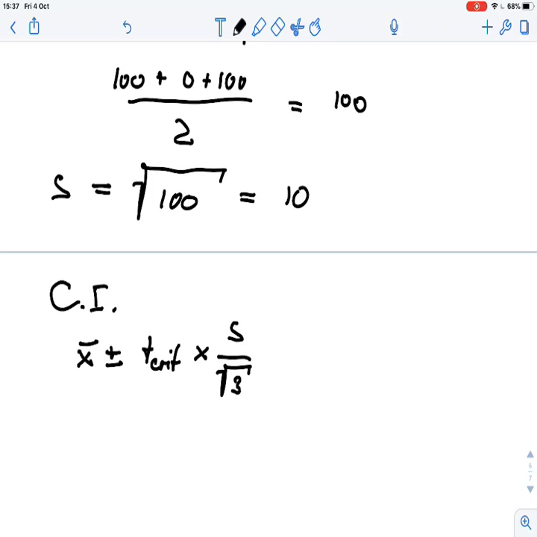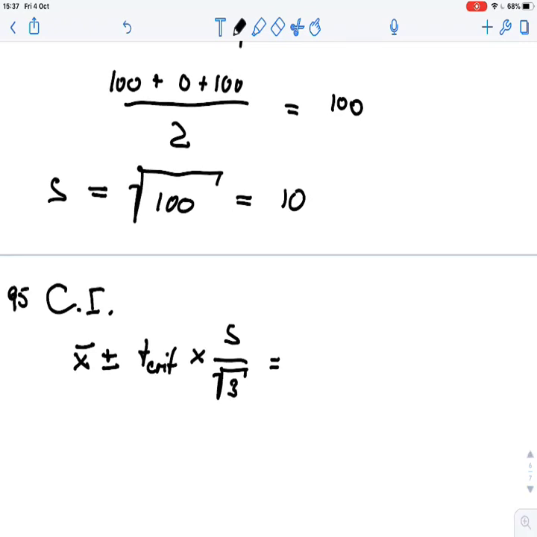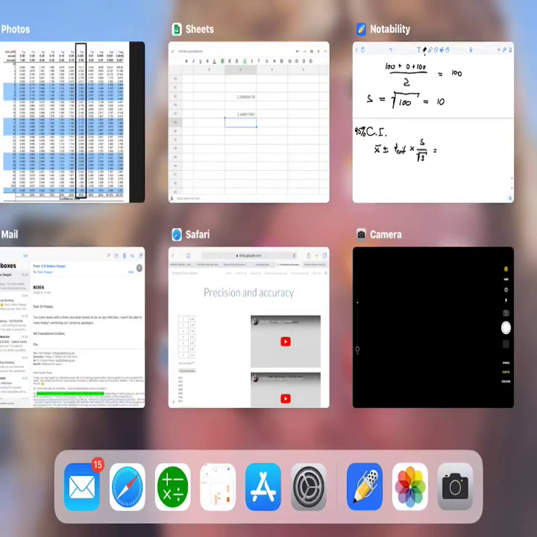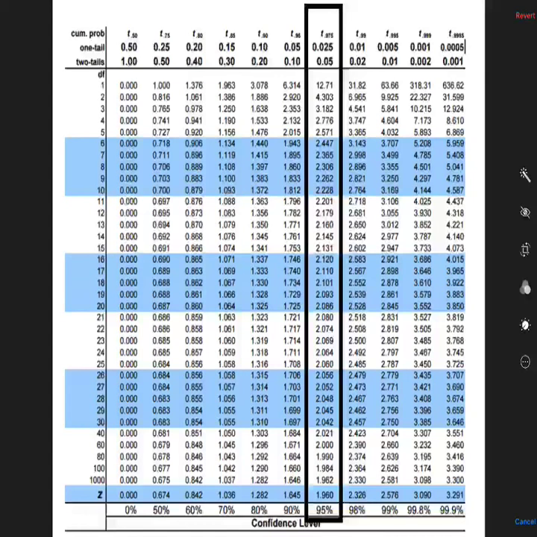This gives us a confidence interval. We can quickly do that. T crit, and we go for a 95% confidence. Let's get back the table. So we've got a 95% confidence. How many degrees of freedom do we have? 2. Can you read off the critical t value for 2 degrees of freedom, 95% confidence? 4.303. Absolutely right.